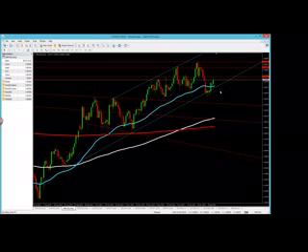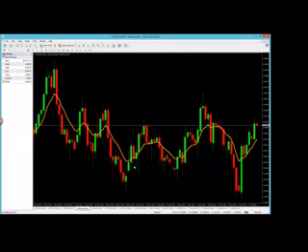It looks like an ascending channel here. And you can see that price most likely wants to continue to move to the upside until we see otherwise. Okay? And that's what we have. So we've got a buy bias on the pound dollar.